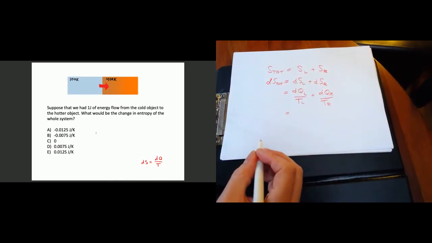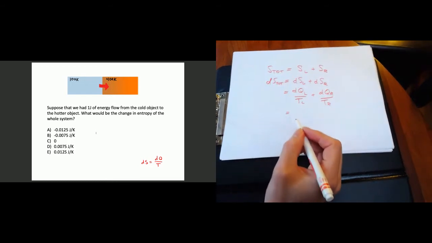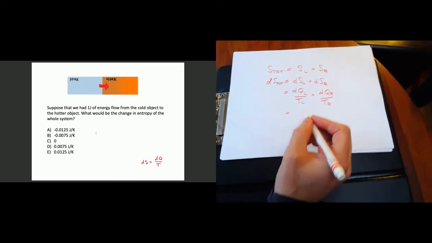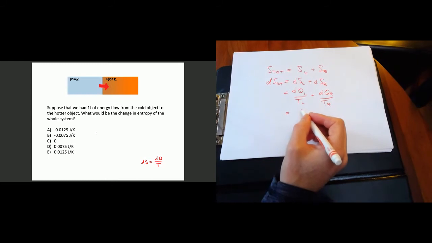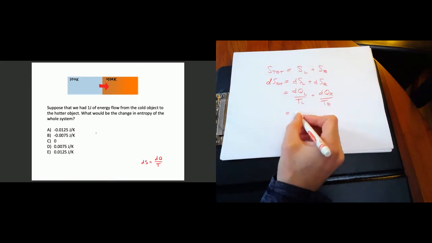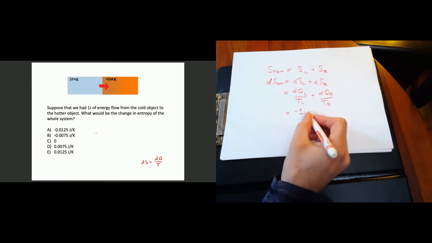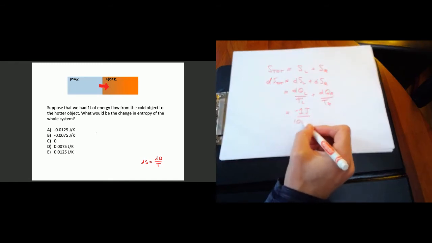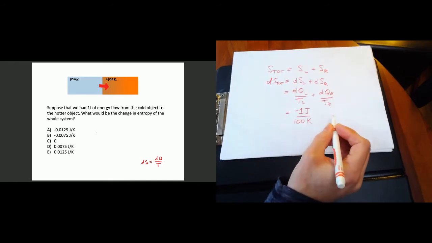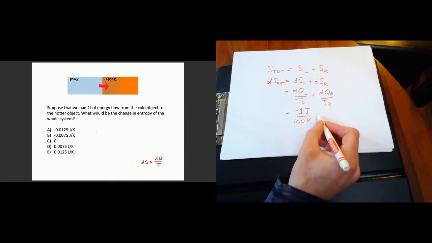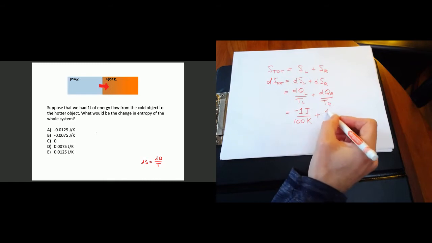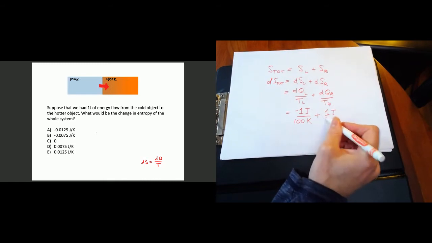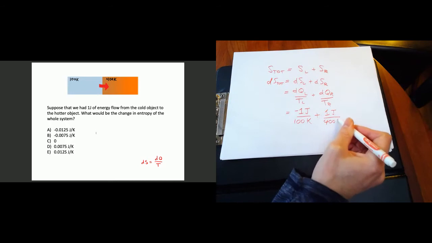And now we look at the question and understand what the Q's are, and we just have to be careful about the signs here. For the left system, we have heat leaving the system, so that means Q is going to be negative, and so we have minus 1 joule as the dQ for the left system. We divide that by 100 Kelvin, and that gives us the change in entropy of the left side. On the right side, we have plus 1 joule, divided by 400 Kelvin.